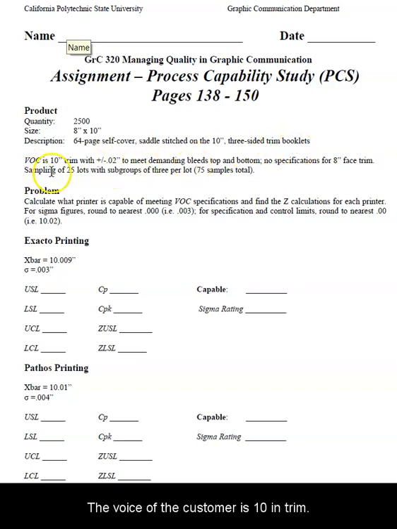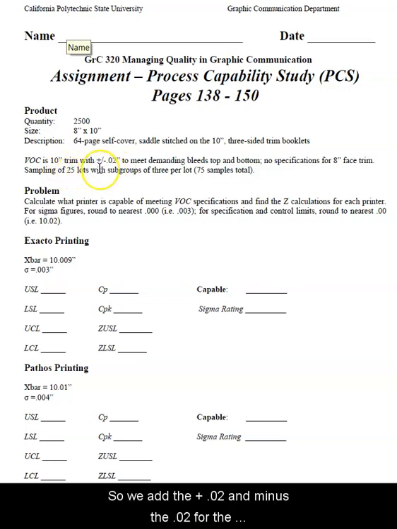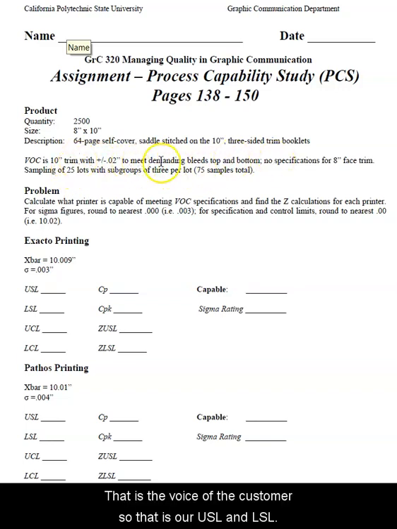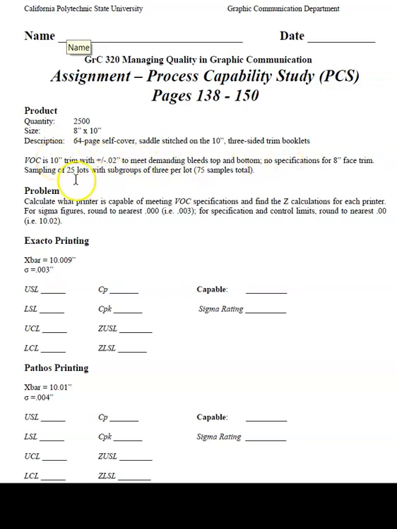The voice of the customer is 10 inches trim width plus or minus 0.02 inches. So we add the plus 0.02 and we subtract the 0.02 for the specification width, and that would be 10.02 or 9.98. That is the voice of the customer. So that is our USL and our LSL.